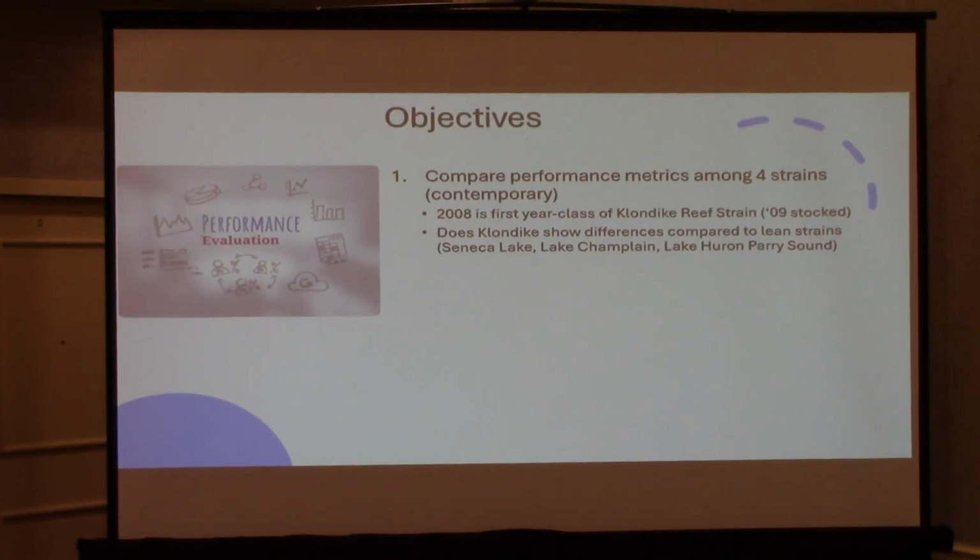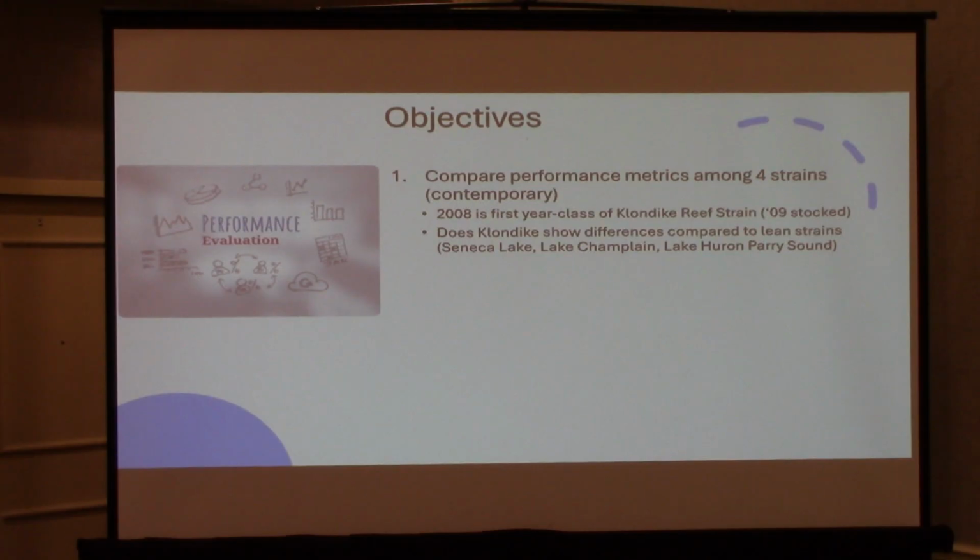So the objectives of this talk: I wanted to compare performance metrics, basic life history parameters, and some of the ecology among 4 different strains. And I chose this contemporary period because 2008 was the first year class of Klondikes that were stocked in the system. So the question that we had was, do Klondikes show differences compared to some of the lean strains? And lean strains focusing here are Seneca Lake, Finger Lakes, Lake Champlain, and this other one, Lake Huron Parry Sound, that comes from Lake Huron in the Parry Sound area of Georgian Bay, that was first used in 2015.